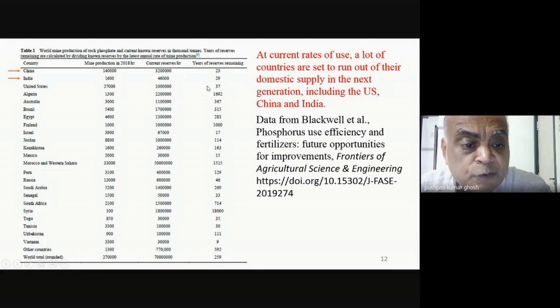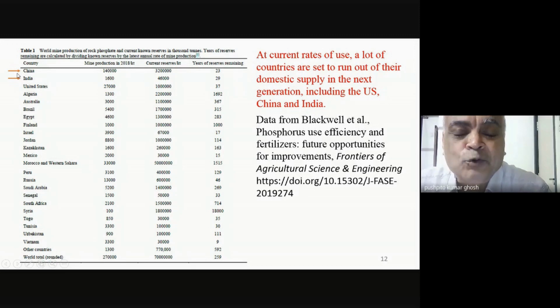But if you take a country like Morocco, look at Morocco's reserves over here. Then you'll get an idea. They have got what? 50,000 million tons of rock phosphate, and they are mining at this rate, 33,000. They're conserving their resources, and so this will last maybe about 1500 years. But they will be forced to increase the mining because all these countries will get depleted.